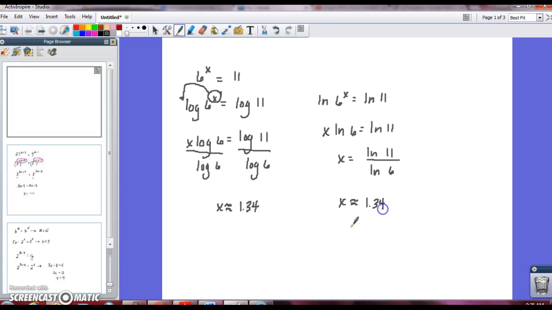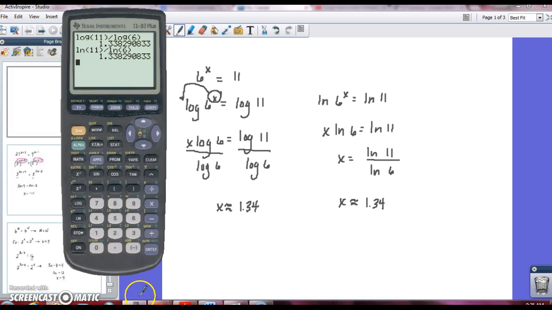Let me pull up the calculator again so you can see that. Okay, so you get the same thing. So you can log both sides or ln both sides. So take log base 10 or take the natural log of both sides. Okay, so that's the idea behind that type of equation when you're solving exponential functions where you can't get the bases to be the same.